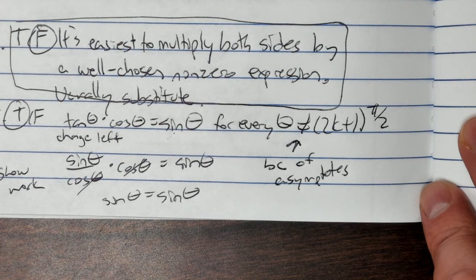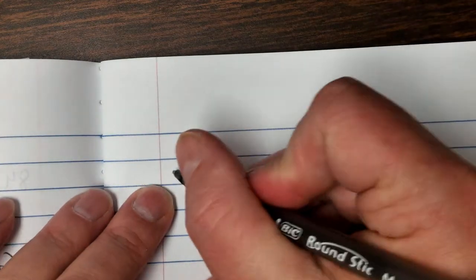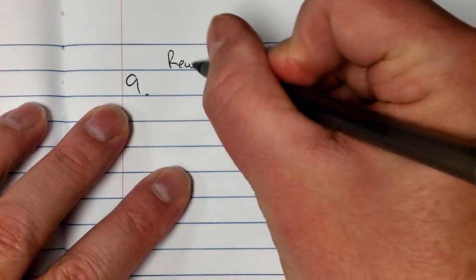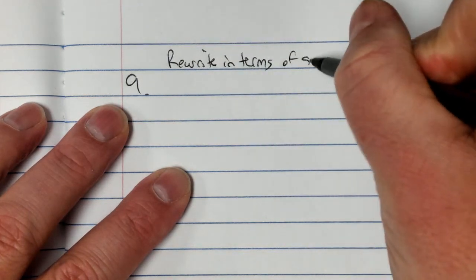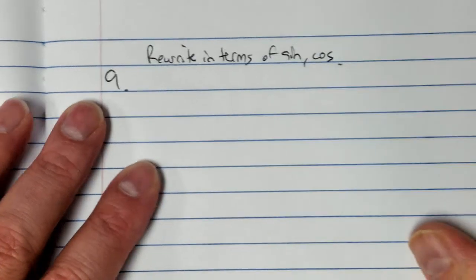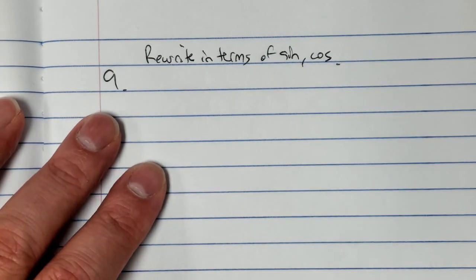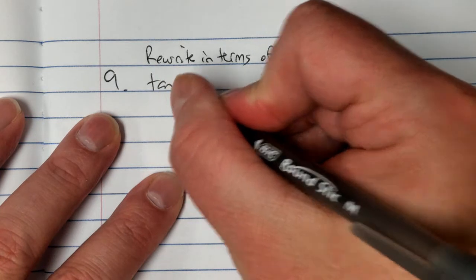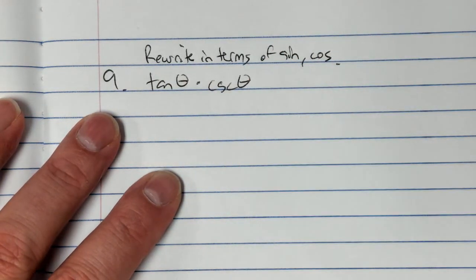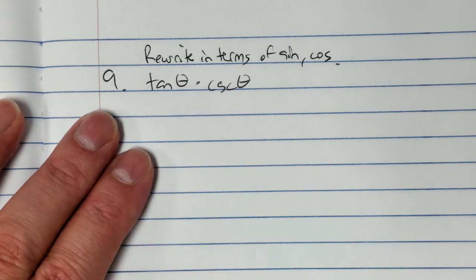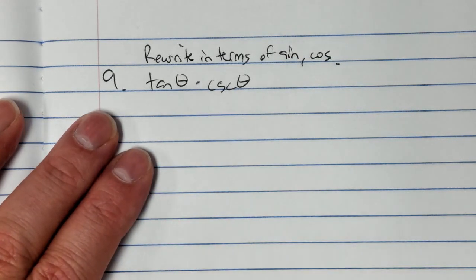Just a couple more, and then we'll play that Professor Dave video. Number 9. This one, the directions say rewrite in terms of sine and cosine. That's the directions. You don't have to write that. But what we have are tan theta times cosecant theta. It doesn't say equal to anything. We just need to rewrite it in terms of sine and cosine.